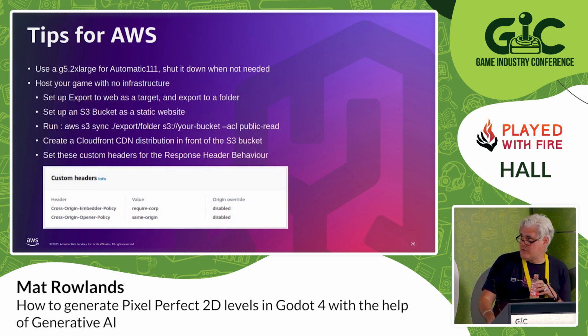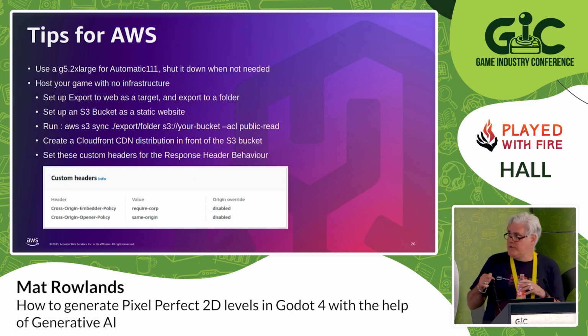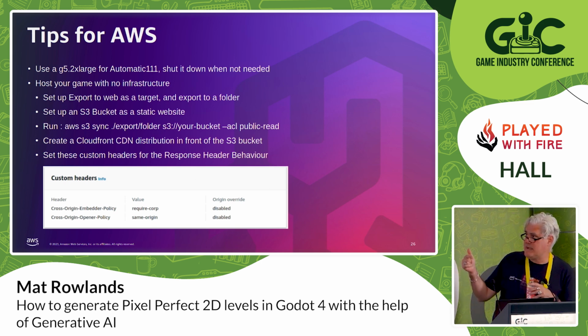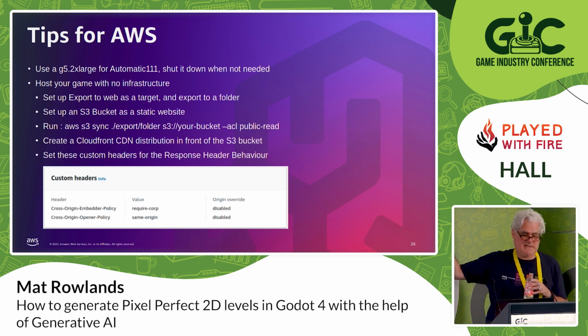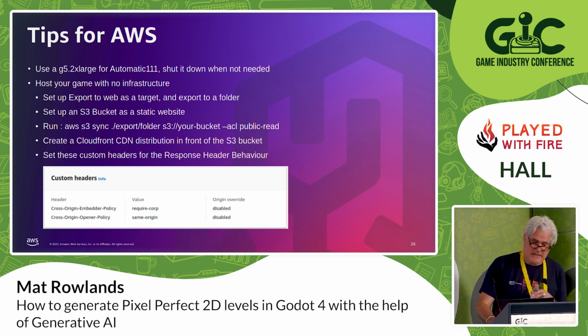A couple of things, if you're doing stuff in AWS, so that Stable Diffusion was running on a G5 up in AWS. Use a G5 2x for Automatic, and you can publish to the web and bang it straight into an S3 bucket as a website, put CloudFront in front of it as a CDN, and just set those headers, and you can publish straight from Godot into a free website to host your game as well, just a little thing. You'll be on the free tier if you do that.